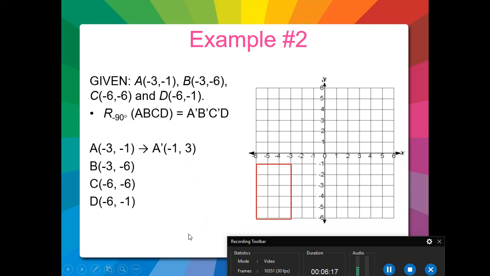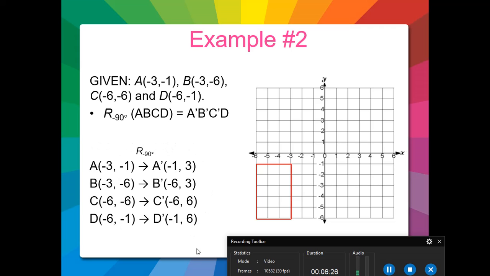I'm going to do the same with B prime and C prime. And then with D prime, we're going to write our rule up above the mapping. Please make sure on your homework you do a full mapping. And now that I know the locations of my prime image, I'm going to go ahead and plot those 4 points.